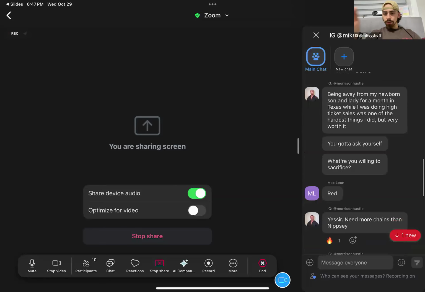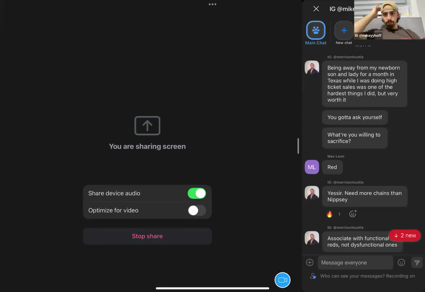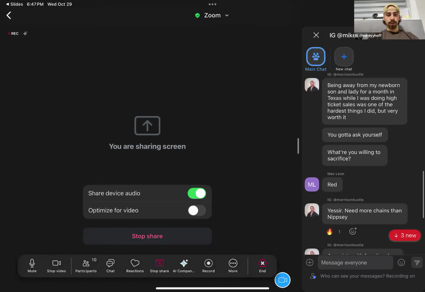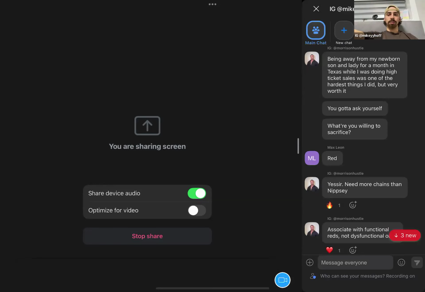Away from my newborn son and lady for a month in Texas while I was doing high ticket sales. Is one of the hardest things I did, but very worth it. I totally forgot that you were even out there. But after we were in Miami, Sam went away from his newborn son and from his girlfriend to go do high ticket sales for a month. That's hard as a new father, to leave for a month to go make sure money's coming in and things are getting done.